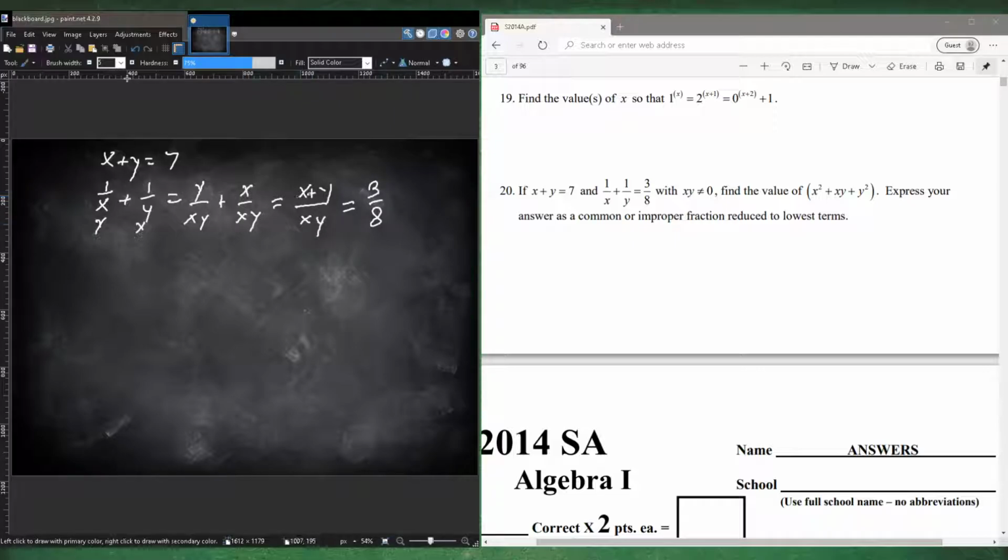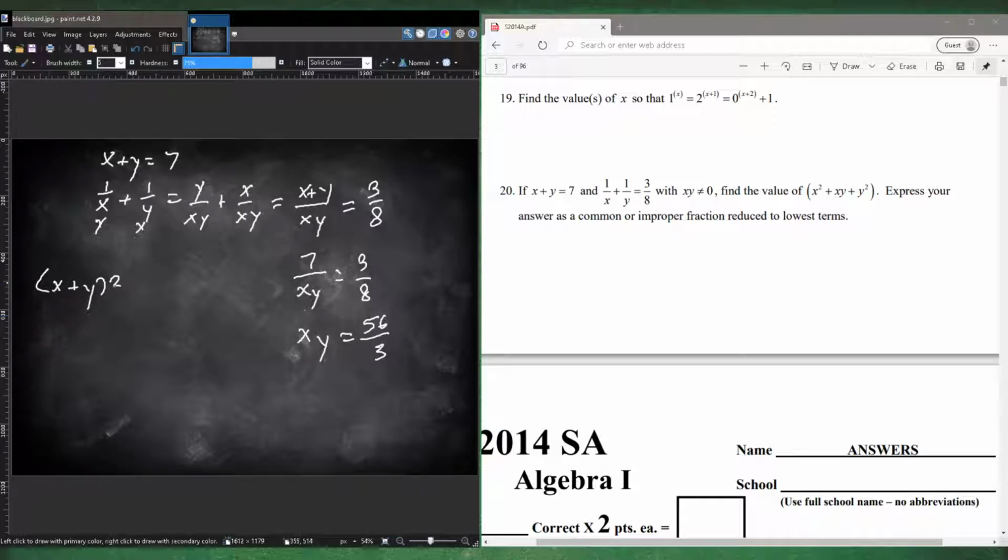We already know what x plus y is. That's 7. So 7 over xy is equal to 3/8. So that tells us that xy, just switch the numerator and denominator, so that's 8 over 3, and then multiply by the 7 to get your xy. So that's 56 over 3. So that's your xy. The reason I found this is because if you think about what x squared and y squared is, that's just x plus y squared. So we just have x plus y squared.